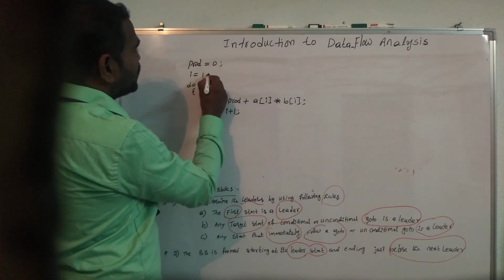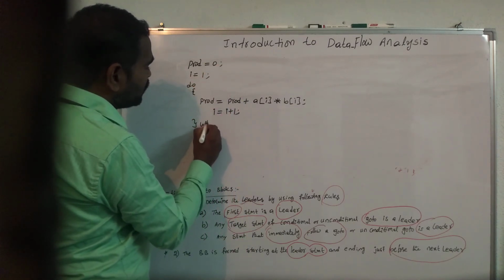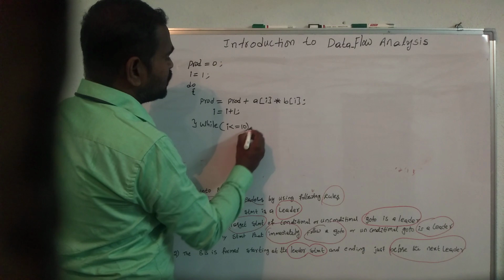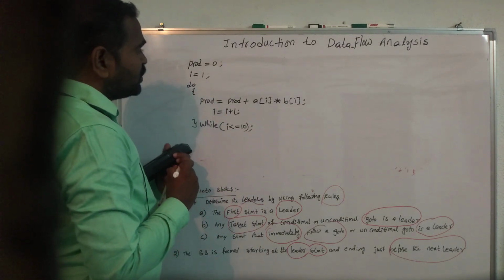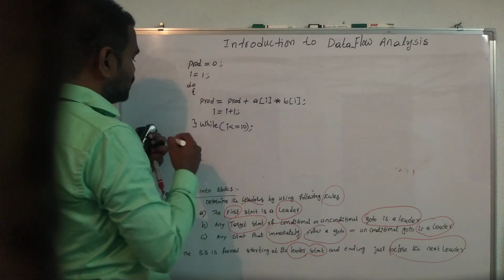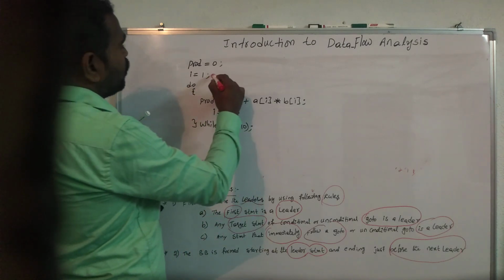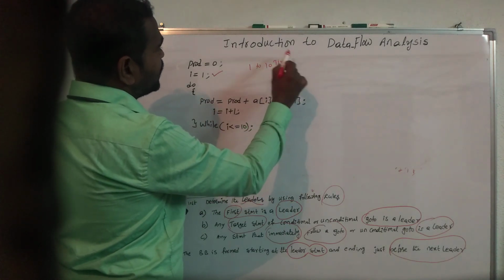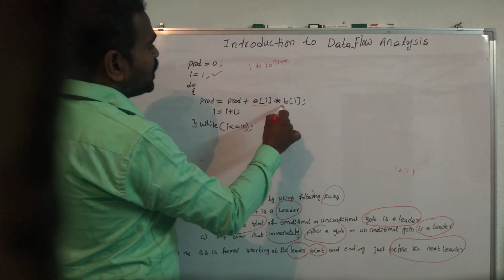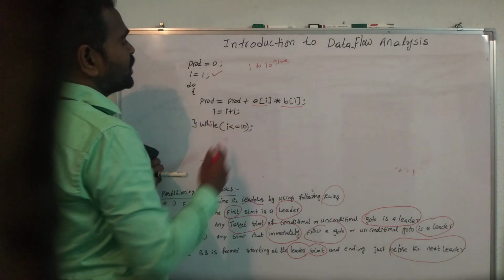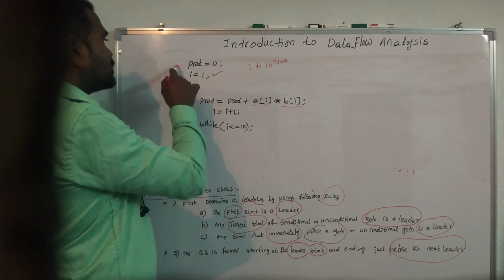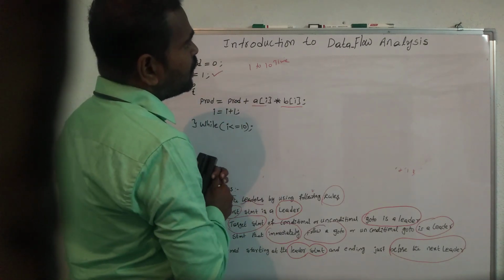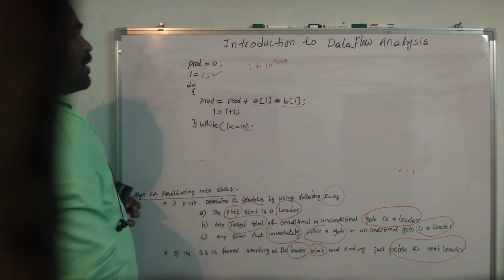So the next statement is while I is less than or equals to 10. So in this case what happened? The initial value is 1. So this loop repeats from 1 to 10 times. So the product of these two vectors is what I want to calculate here. So for this particular code, now I want to write down the 3 address code for this set of statements.